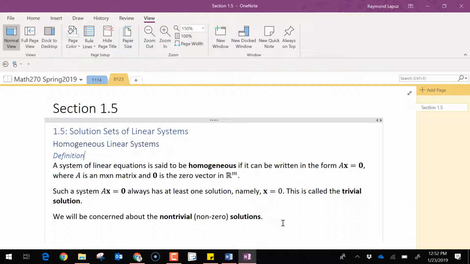1.6, by the way, is applications of systems of linear equations, and I don't feel like we need to spend too much time on that already, since we've already discussed systems. So I'd rather spend our time on more interesting mathematical things. All right.